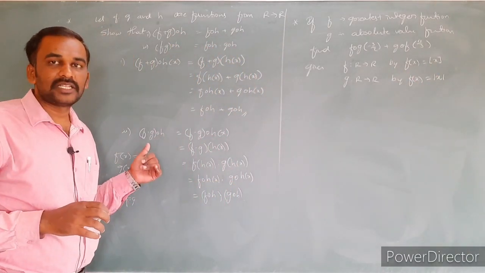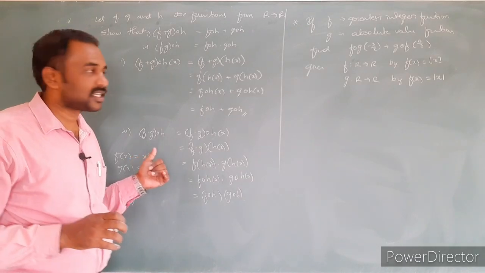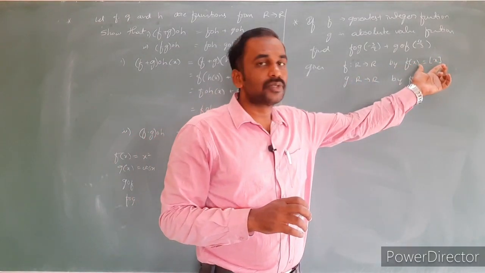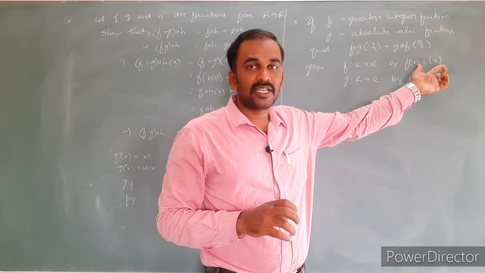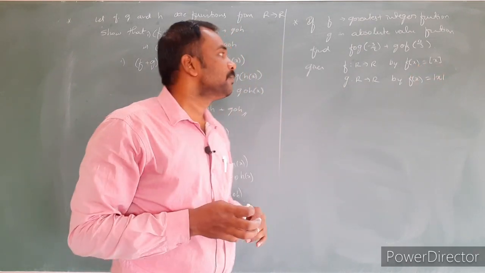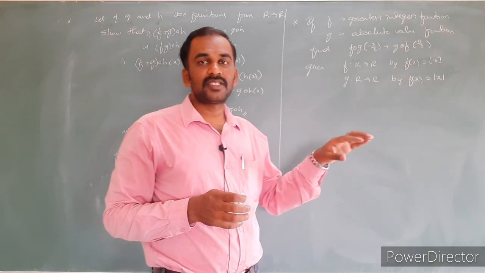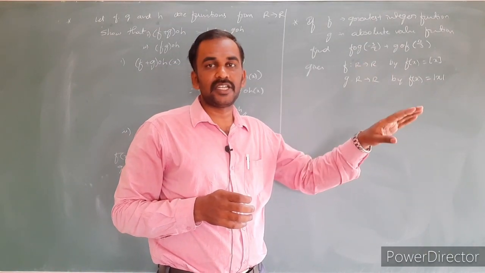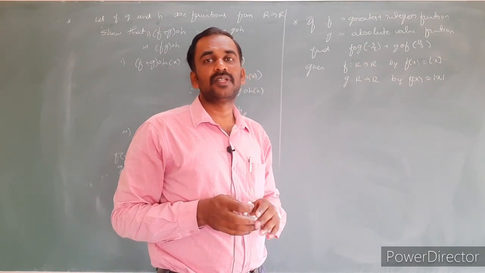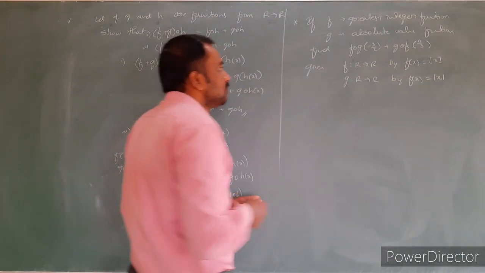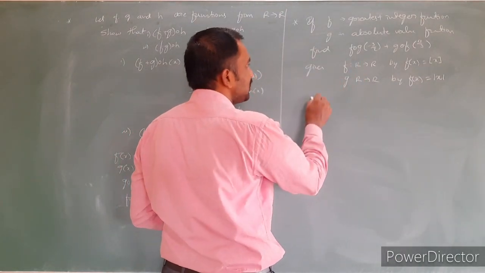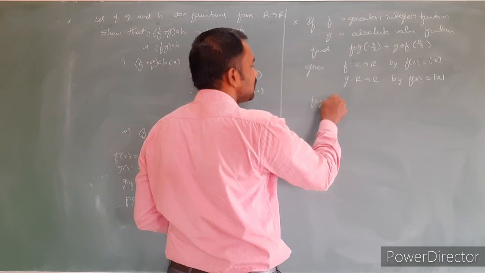While solving the relations and functions examples, I showed how to find the greatest integer of x, which always takes the value of the greatest integer less than or equal to x. First of all, separately I will find f circle g and g circle f.